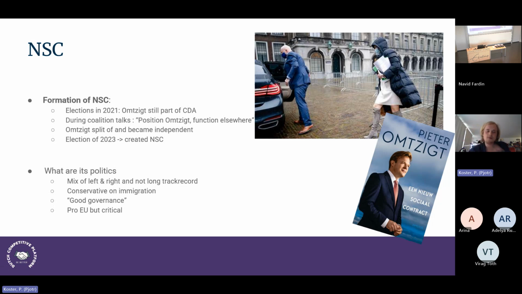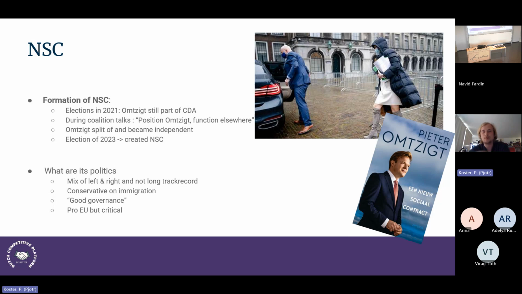So what are the politics of NSA? As you saw, it's somewhere in the middle, in the center. So it has a mix of left and right policies to advocate for. But the hard part is they don't really have a long track record, so you can't really say whether, in coalition talks or discussions, they try to focus more on either left or right wing policies.